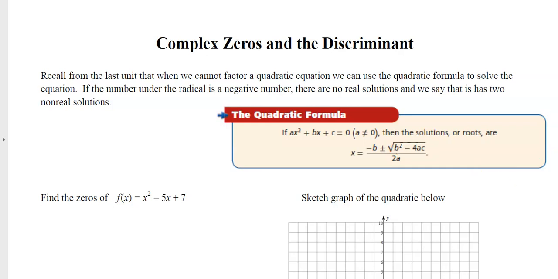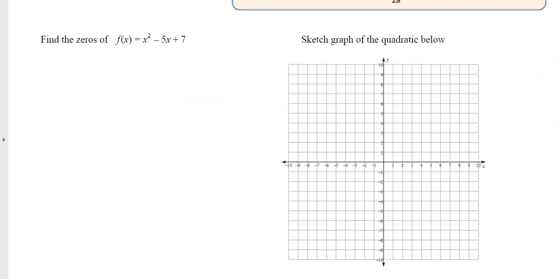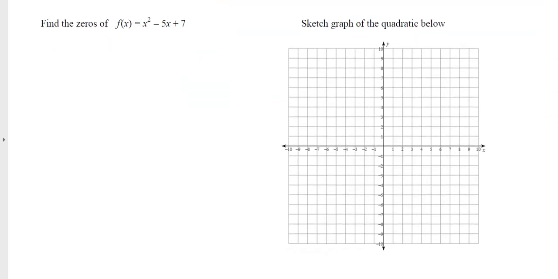All right, so let's go ahead and do this first example. It says find the zeros. So remember, zeros are where we cross the x-axis on a graph. But basically, I'm trying to figure out when are the y values going to be 0? What x's make this y value 0?